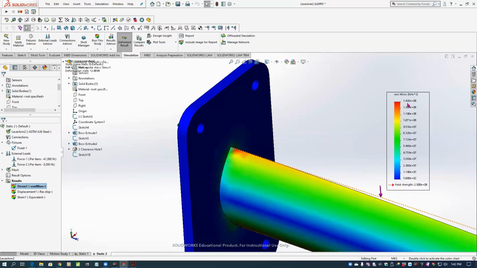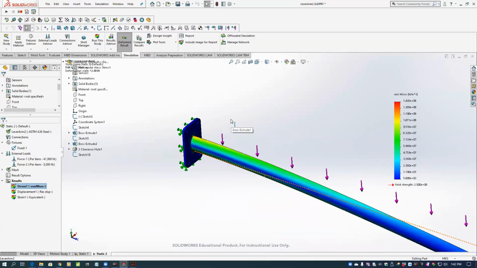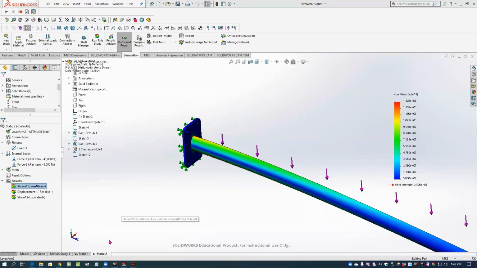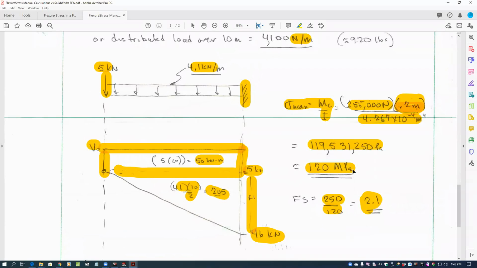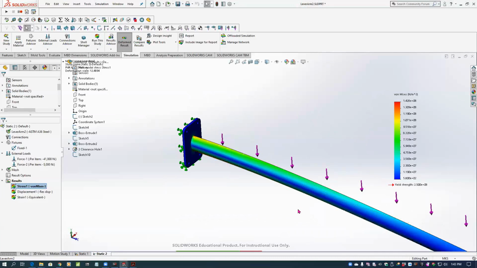And so we get a little spike in our stresses, but it looks like the average is about 120. So you move that over 2, that'd be 120 times 10 to the 6th. And that's exactly what we got. We got 120 megapascal in our manual calculations. Come back here to our manual calculations. See, we've got 120 megapascal. And that's what we're getting here.